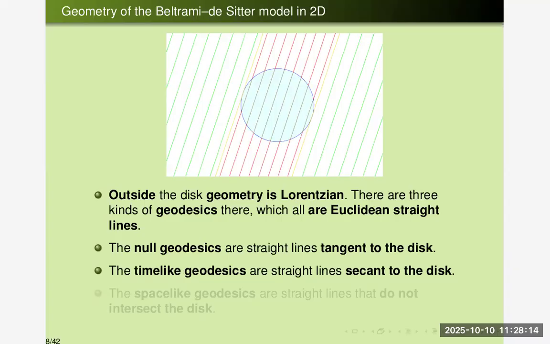The time-like geodesics are straight lines secant to the disk. And the space-like geodesics are straight lines that do not intersect with the disk. These are the green lines. Okay? So this is a very nice model because the geodesics are just Euclidean lines. Right. So they intersect twice.